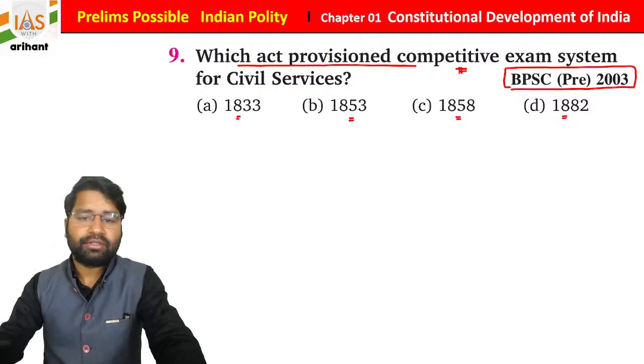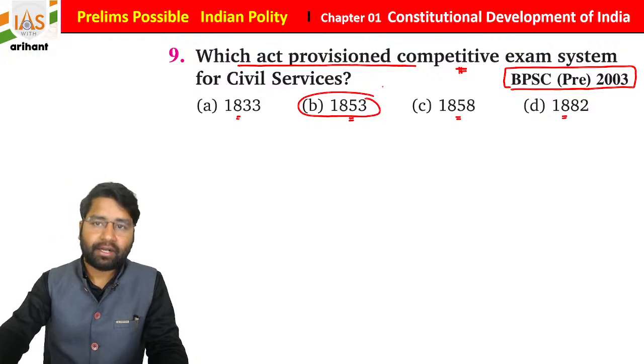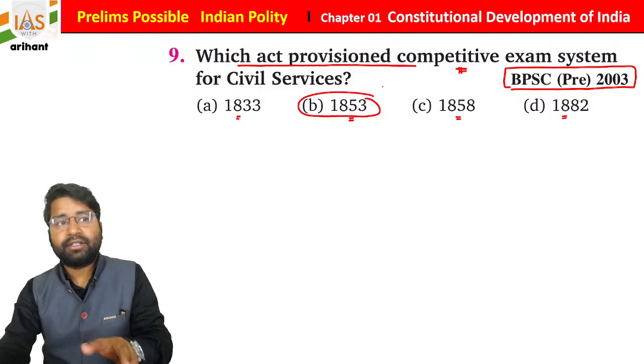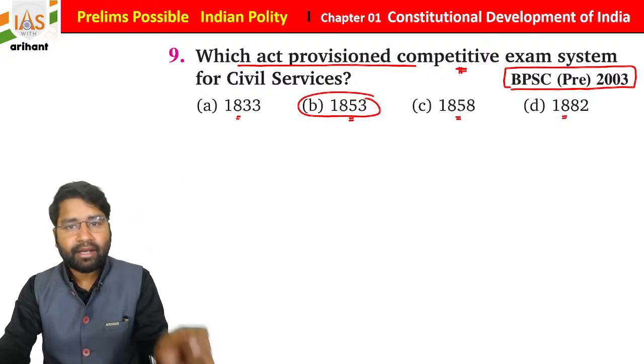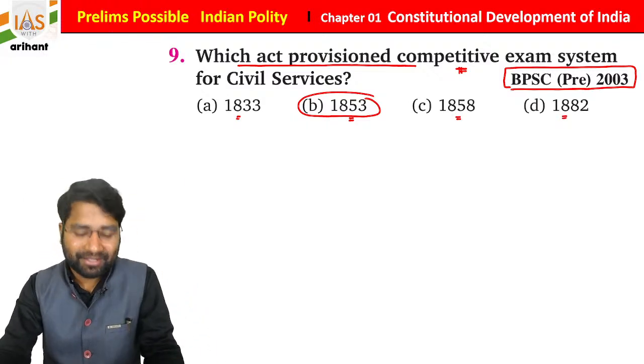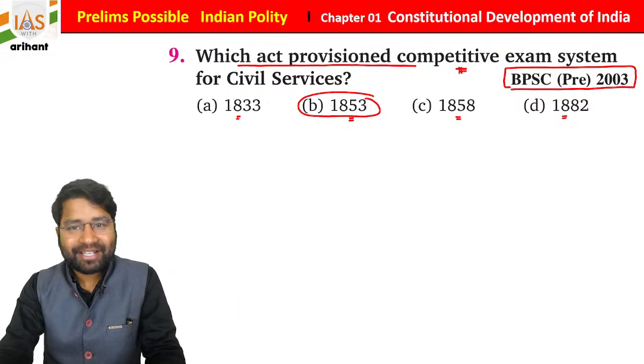Here you need to understand that it was 1853 when the open competition was started. But initially this was very limited in nature. Let's suppose you're going to participate in the examination, you have to go to London, and then in London you have to give the examination. So they are trying to control the Indians as much as possible.